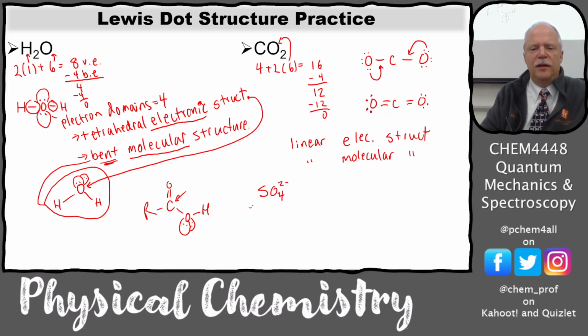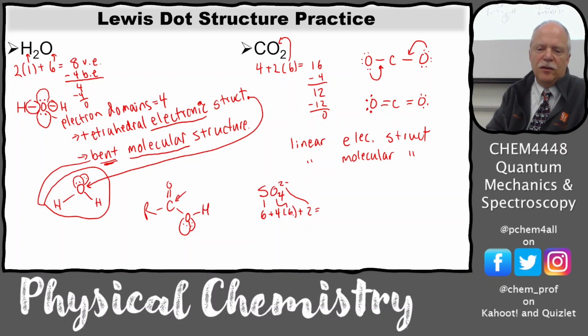So don't complain. Okay, so we have 6 electrons here for the sulfur, 4 times 6 for the oxygen. And then this one always gets people: plus 2 for the 2 minus, because it's an anion. Okay, so add all of those up. We got 5 times 6 is 30 plus 2, so 32.